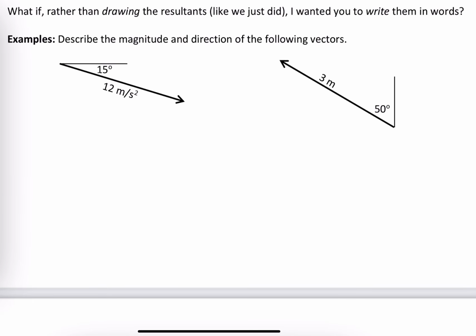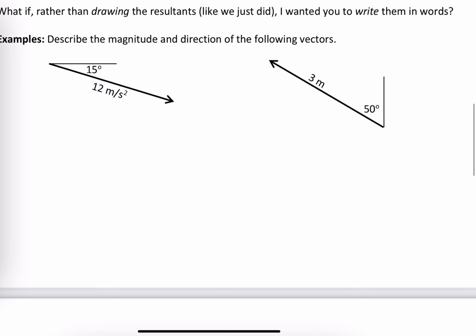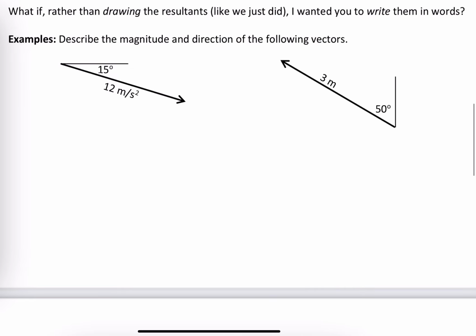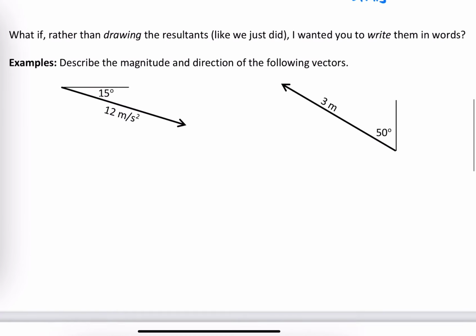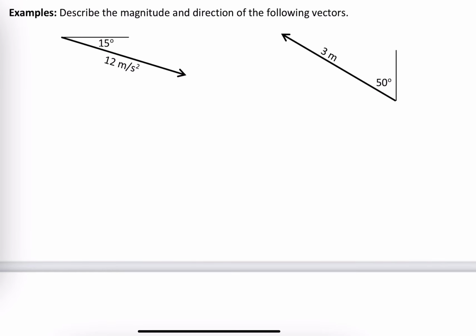So here's a couple of vectors that are drawn down. And I want to just show you the language we would use to write these out in words rather than with these diagrams that are given here. So when I'm writing a vector out in words, I start by writing the magnitude. So the magnitude of this one is like the length of this arrow, which is 12 meters per second squared.